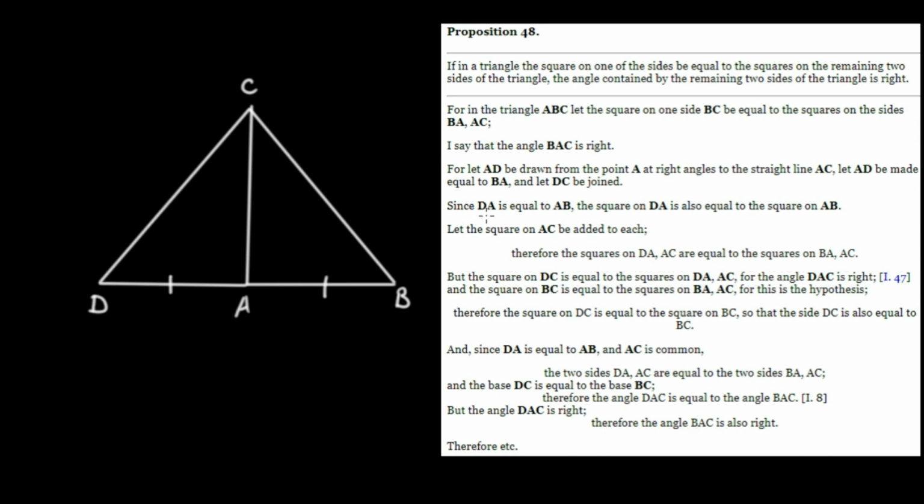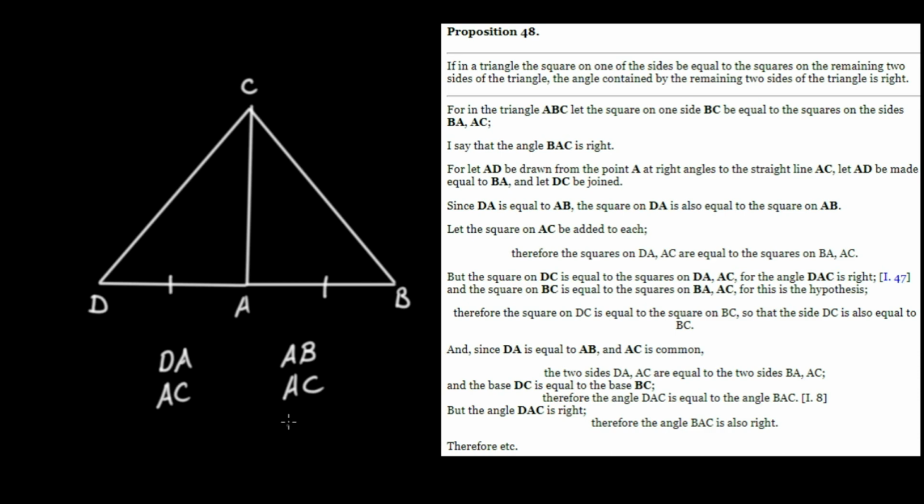Now, since DA is equal to AB, the square which is built upon DA is also equal to the square on AB. Now he says, let the square on AC be added to each. So let's keep track of this. We have DA and AB. The squares built on those two are going to be equal. And to those, we're going to add the square built on AC, this other side over here. Therefore, as he says, the squares on DA and AC are equal to the squares on BA and AC.